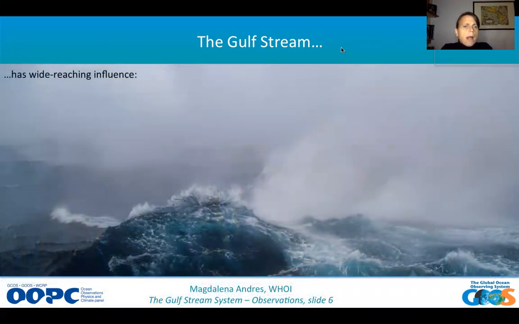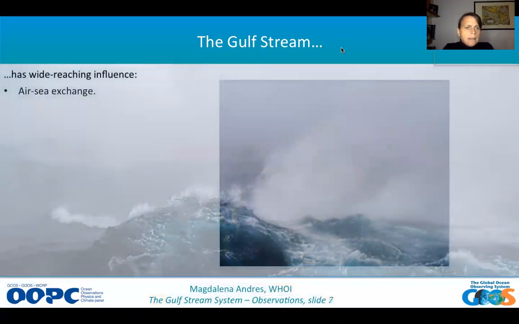The Gulf Stream has wide-reaching influence. It's a region of tremendous air-sea exchange. In the wintertime, this is a location where the ocean hands off a lot of heat to the atmosphere as cold, dry atmospheric air passes over the warm Gulf Stream.